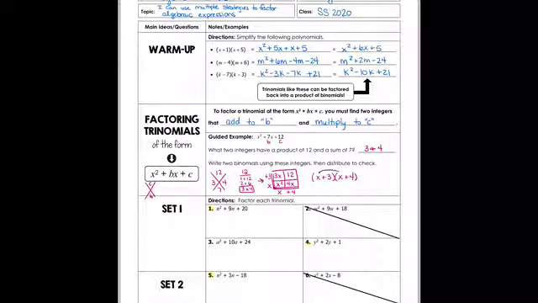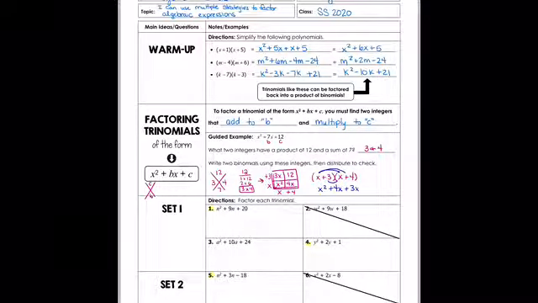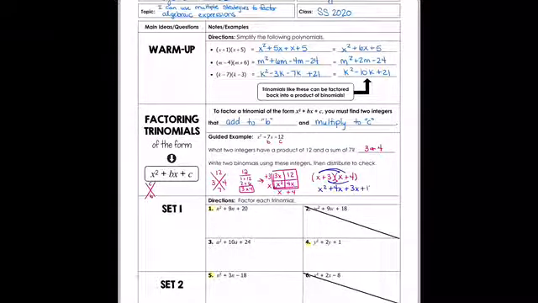So x times x is x squared. X times 4 is plus 4x. 3 times x is plus 3x. 3 times 4 is 12. My middle terms add to 7x, which matches the original expression. So we know we factored it correctly. All right, let's do a couple more examples so you can see how they work.